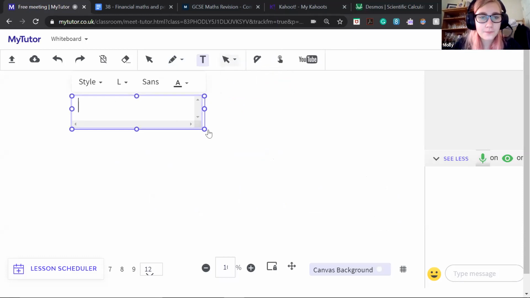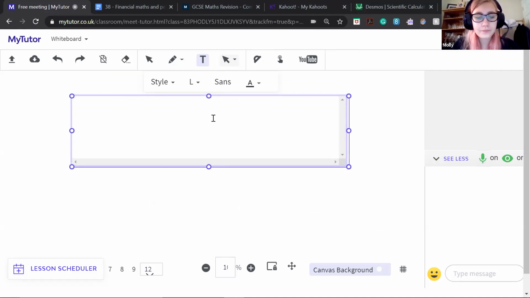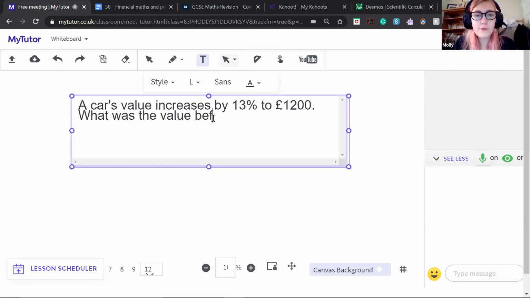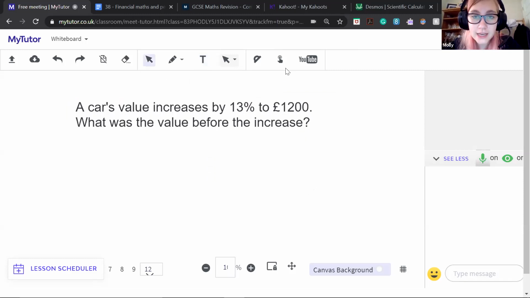So let's say a car's value increases by 13% to £1,200. What was the value before the increase? So what we're saying is some number increased by 13% gives us this. So what was that original number that we then increased? So give it a go. If you don't understand, don't worry at all. I'll go through it once a couple of people have answered.